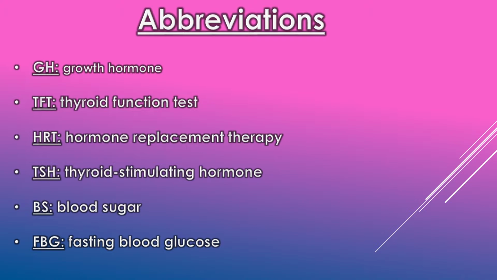Next, we have BS, which stands for blood sugar, which is the concentration of glucose in the blood. And lastly, we have FBG, which is fasting blood glucose. We learned about this one a few slides back, but it is basically a test to see if you have diabetes.